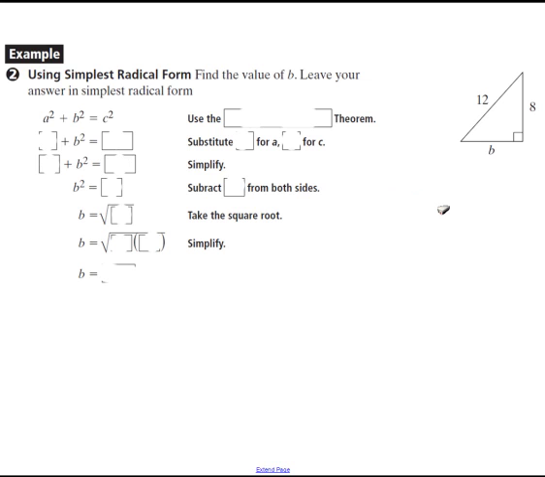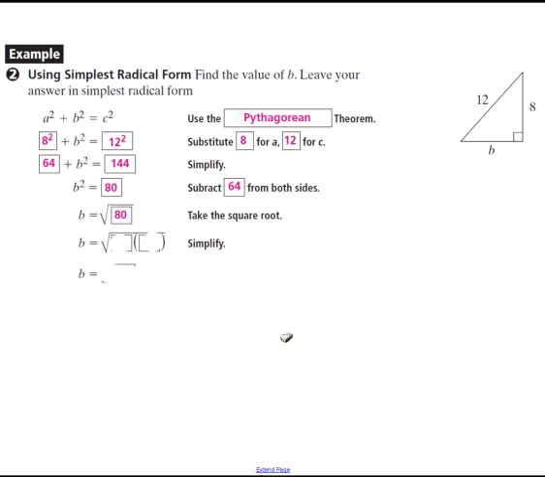Next one is just using Pythagorean theorem and finding one of the legs, and then we're actually going to get a little more practice using simplest radical form. So we're going to do Pythagorean theorem. We know one of the legs and we know the hypotenuse. So we'll substitute 8 for one of the legs, in this case they do A. We'll plug 8 in there, and then the hypotenuse being 12, plug that in for C. From there we can simplify. We get 64, 144, subtract from both sides, we get 80, square root of 80.